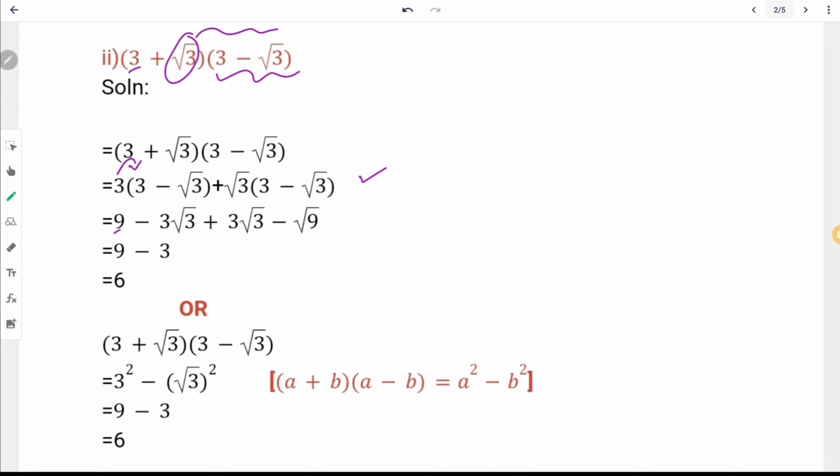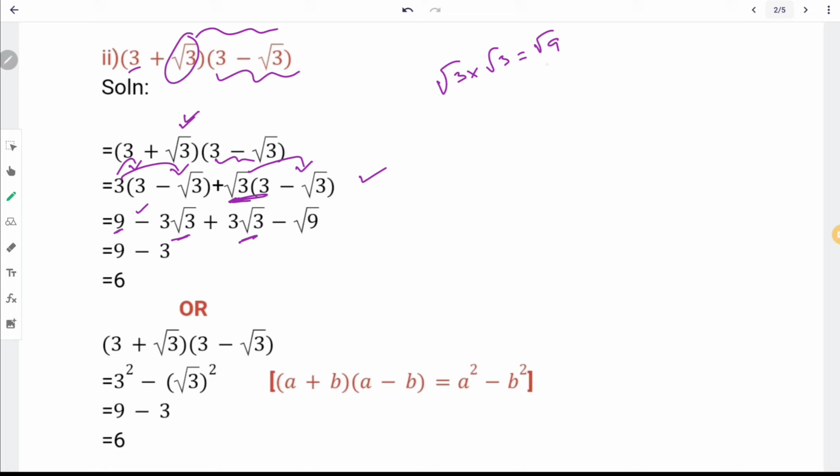Then 3 3s are 9. Then minus is there, so write down the sign. Then 3 into root 3, we're going to have 3 root 3. So the next will be what? This root 3 multiplying both of them again, right? So root 3 into 3, we're going to get 3 root 3. Then the next we have root 3 into root 3, which is going to give us what? If you multiply root 3 into root 3, inside, right? So I'm going to get root 9.